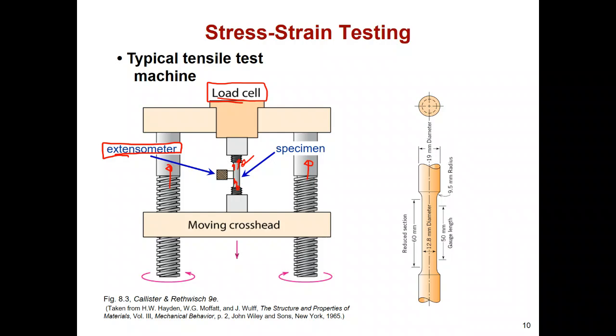From here we can detect the strain, and we can detect the forces. But to convert these forces to stress, you should also know the cross-section area of the specimen. It looks like this, the conventional tensile test machine.